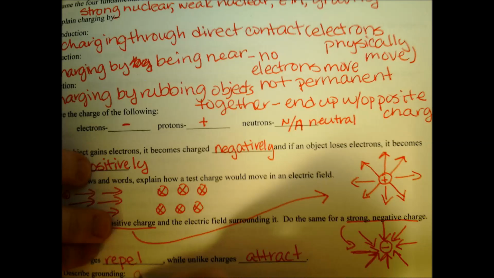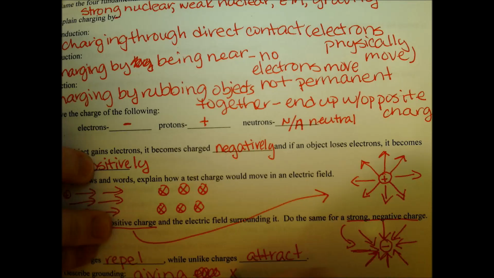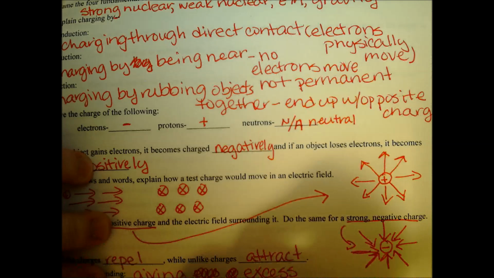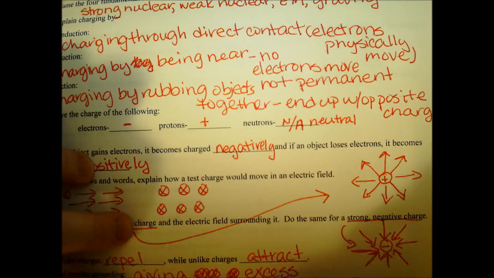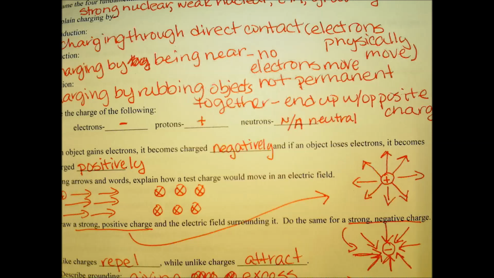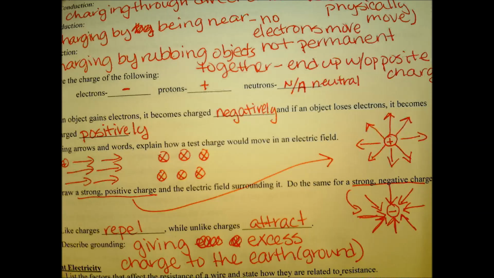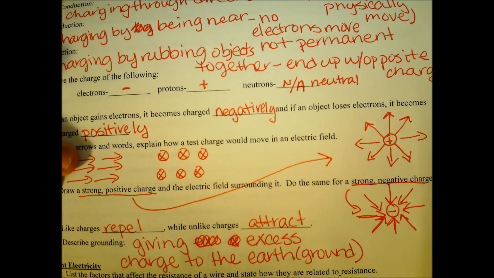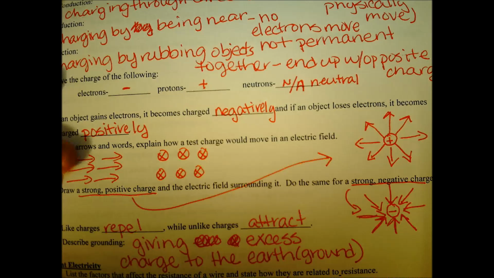Grounding is giving excess charge to the earth or the ground. We can then pretend that the ground is neutral because the ground has so many electrons and protons already that even if we give it a whole bunch of electrons, like the amount contained in a strike of lightning, it's still going to be neutral-ish. We pretend that the ground has infinite particles.